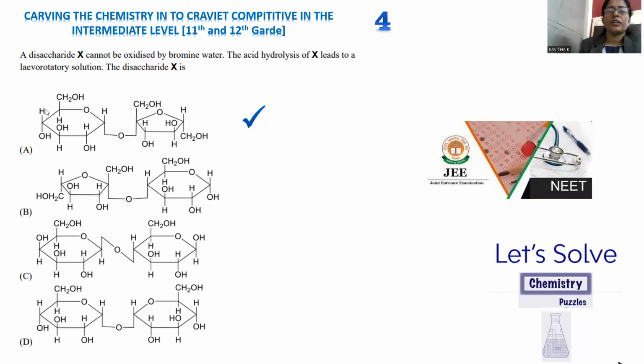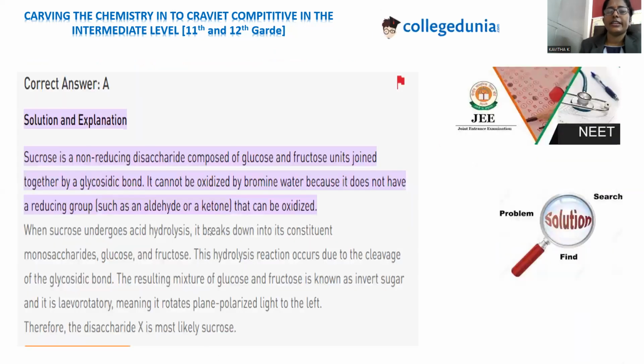So one is fructose, one is glucose. That compound will be a sucrose. Sucrose is non-reducing, so condition 1 will be satisfied. And on acid hydrolysis, one glucose molecule and one fructose molecule will be generated, one dextrorotatory and one levorotatory. The right explanation is provided. Let's go through this carefully.